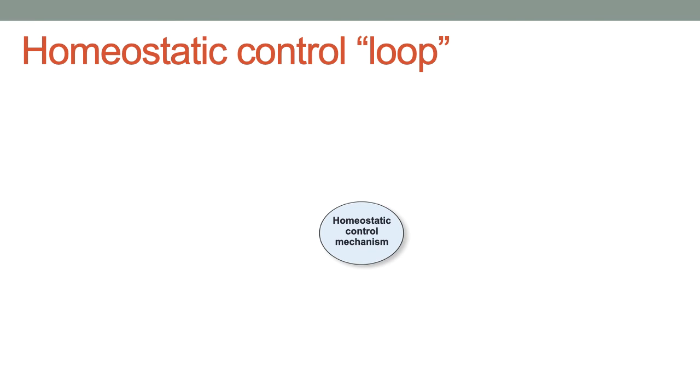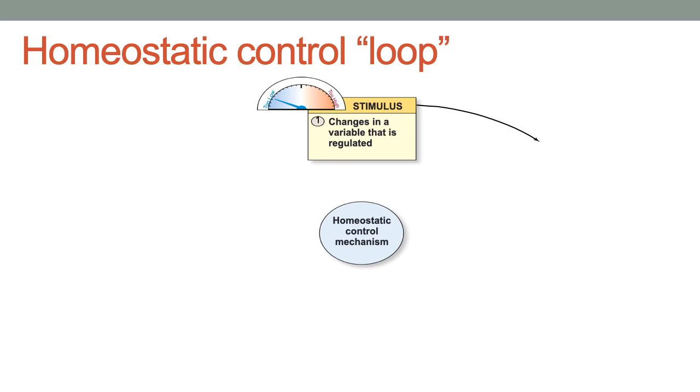So what happens when we do have this change that occurs, or this change in our external conditions? Well, there are these homeostatic control loops that help us get our organism, our system, back to the steady state levels we like to maintain. So first, what's going to happen is you're going to have a stimulus. A stimulus is simply any change in a variable that is regulated. So this could be a change in temperature. This could be a change in hydration.